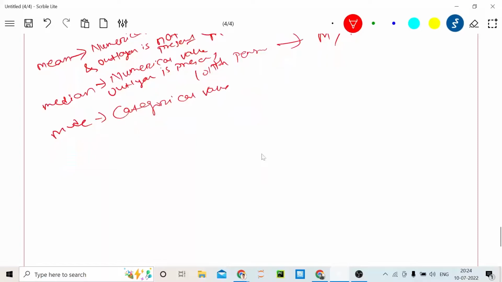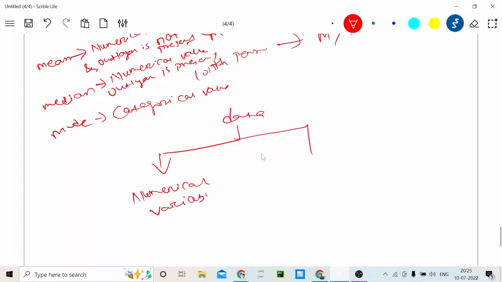Let me tell you one more thing: data is usually divided into discrete variables and continuous variables. That means the data may be a numerical variable, or it may be a categorical variable. What is the difference between numerical and categorical?